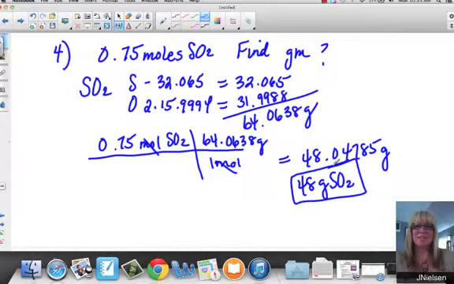Make sure that you are meticulous in your labeling. Make sure that you're writing down what you're given, what you're finding, what method, formula or method, and then solve. And make sure you show your work.